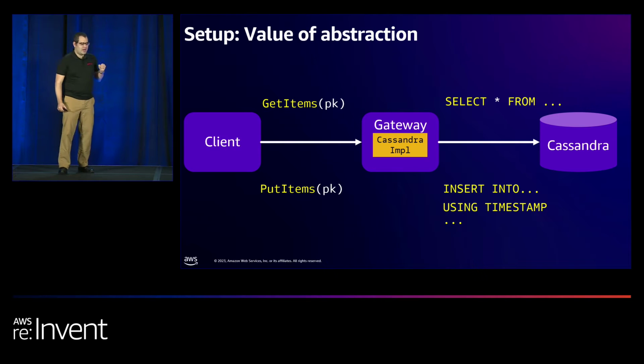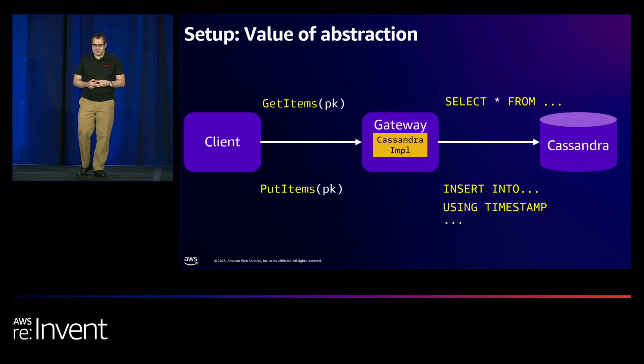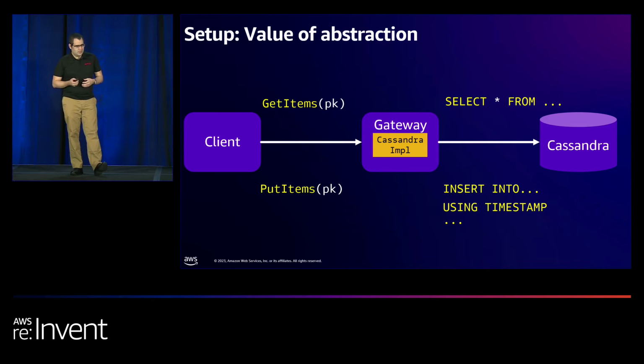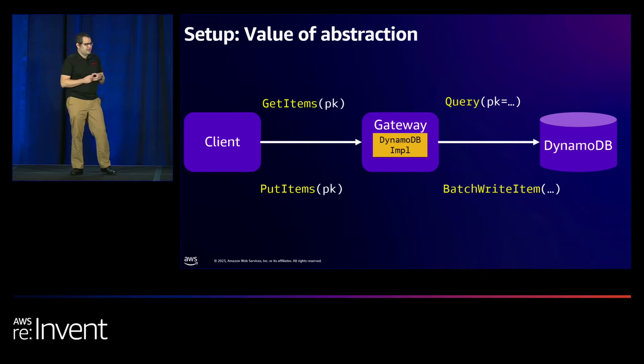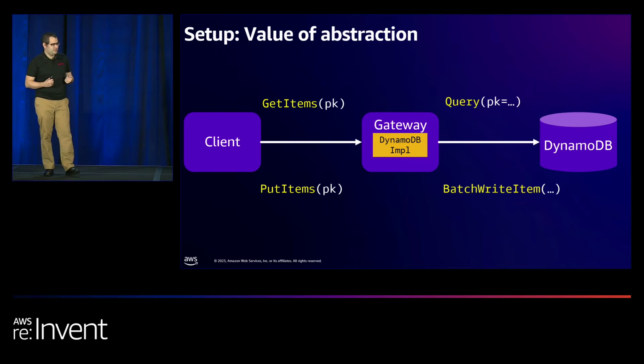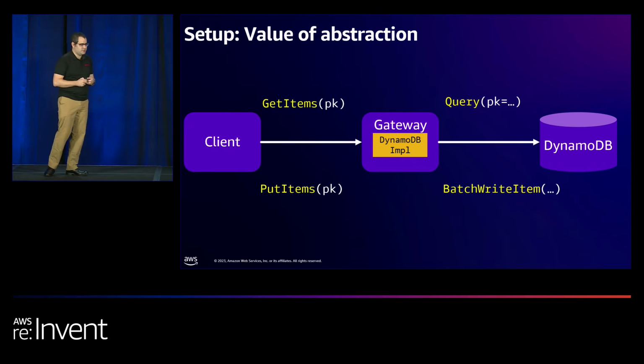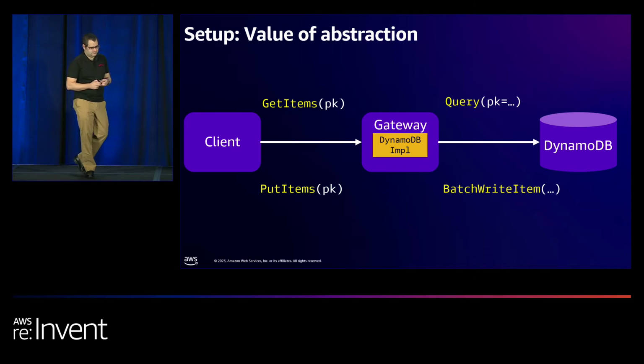So for example, here we have Apache Cassandra. We're taking get items, we're translating that to select queries, we're taking put items, we're translating that into insert queries. But the really cool thing about this is that we can change everything under the hood. We can change the data store, and the client, the application, doesn't know. The application is still calling get and put. For them, the data store hasn't changed. So this is an example with DynamoDB where we're translating puts to, for example, batch write items.